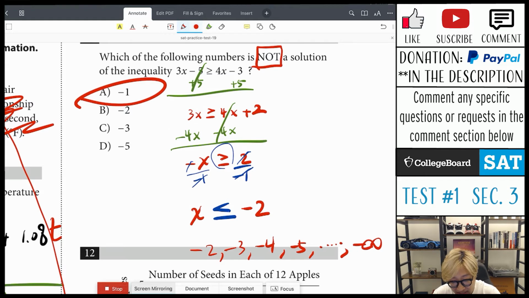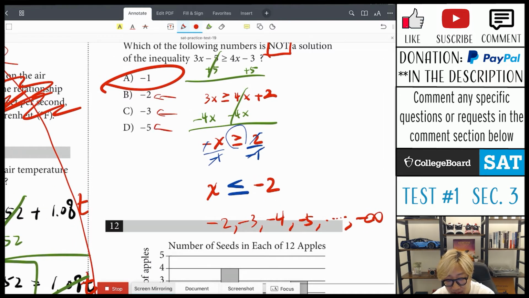-1 is bigger than -2. Nobody can do that. These are all fine. They're all good to go. It's just A, you can't do it.